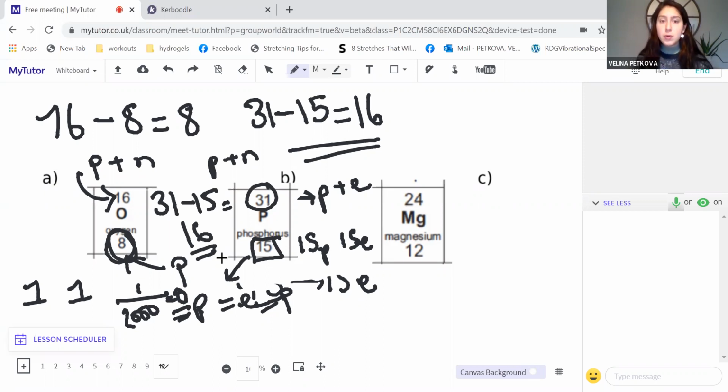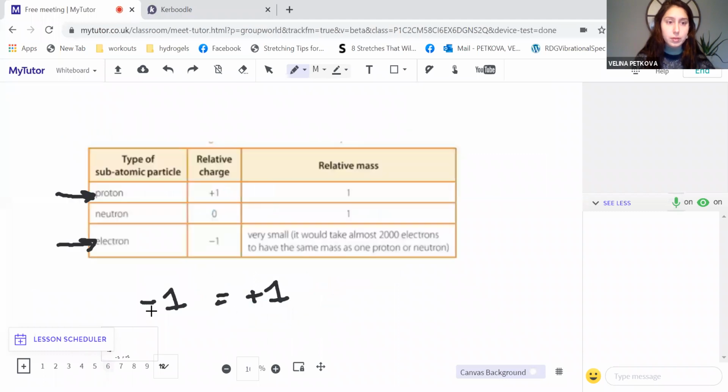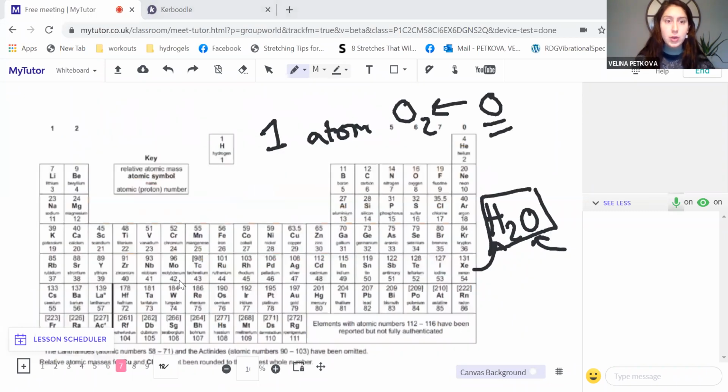So is the atomic number always on the bottom and the mass number at the top? For the periodic tables that you will use at school, typically yes, but you will always have it labeled. As you can see here, you have a key, and that tells you what is what. Here it tells you that the bottom number is the atomic number, which is the number of protons, and the top number is the relative atomic mass, which is protons plus neutrons. Each periodic table has a key that tells you what it means. Different mass numbers. Okay, great.